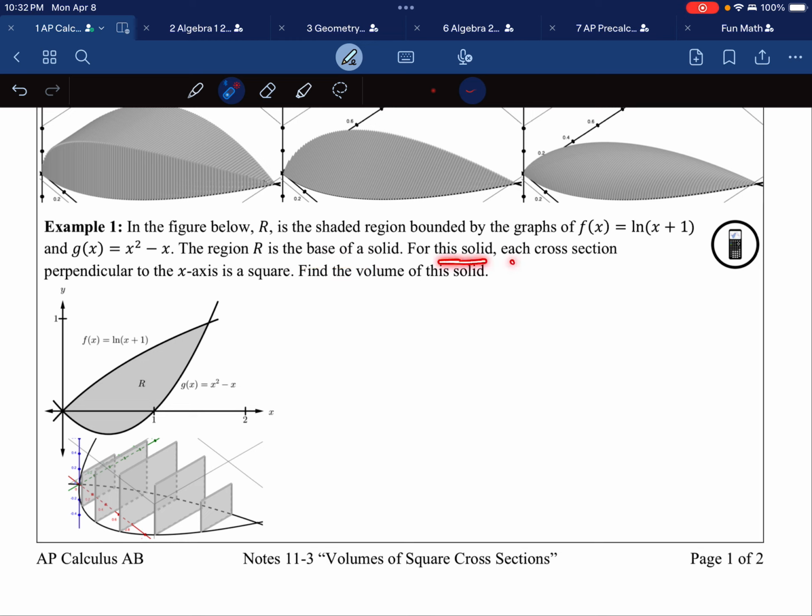And for this solid, each cross section, which is perpendicular to the x-axis, it'll always say cross section. It'll always be perpendicular. Typically, it's going to be perpendicular to the x-axis, meaning that we draw a line that looks like this. We say, okay, we're drawing this vertical line because that's perpendicular to this x-axis. It makes a 90-degree angle with the x-axis. And then it's going to be a square.